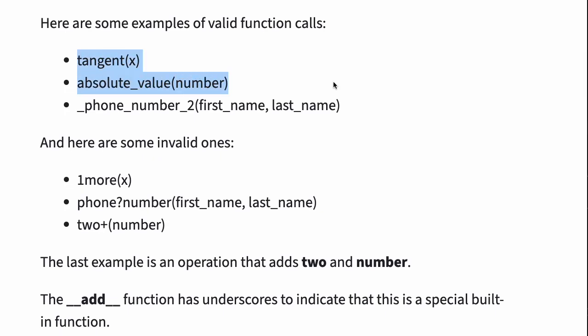Here are some examples of valid function calls. And here are some invalid ones. The last example is an operation that adds two numbers. The add function has underscores to indicate that this is a special built-in function.